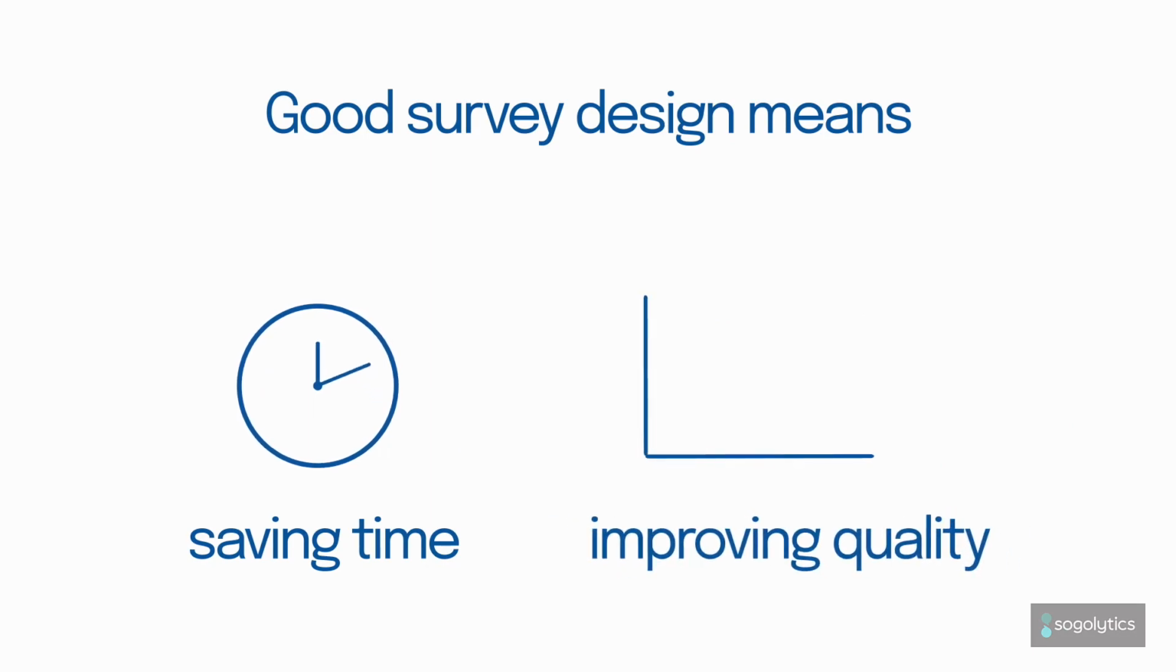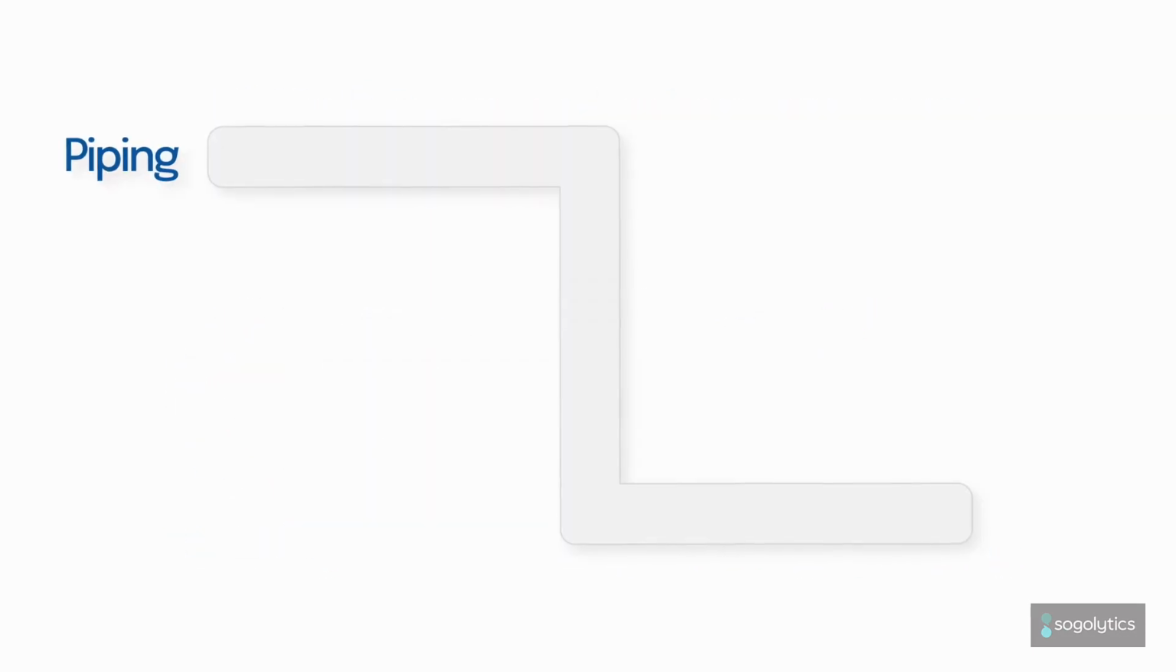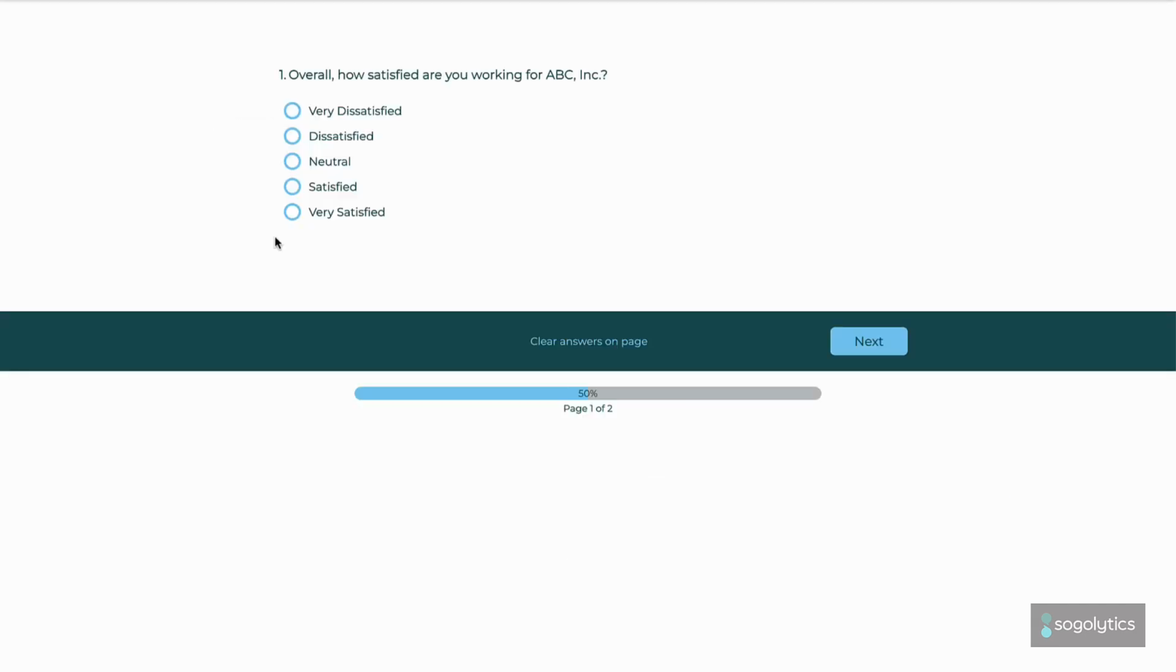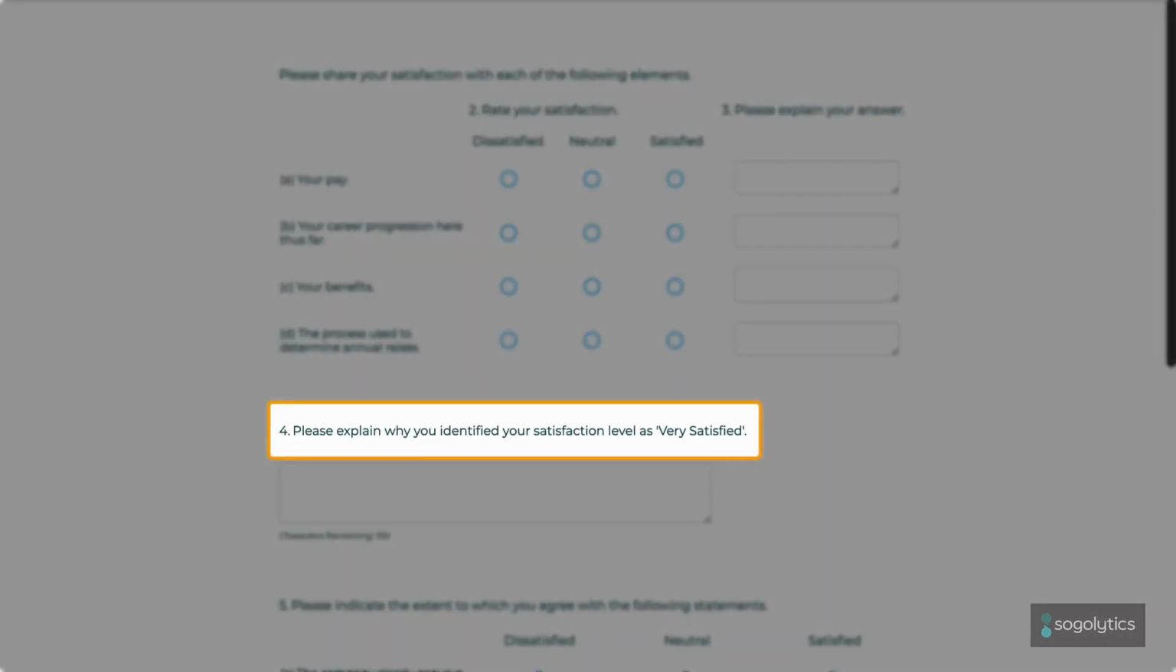Survey design means saving participants time and improving data quality. Piping is the perfect method to use when you want to keep things moving. In piping, the answer from one question reappears on a later page. Repeating important details can give a participant direction and focus.